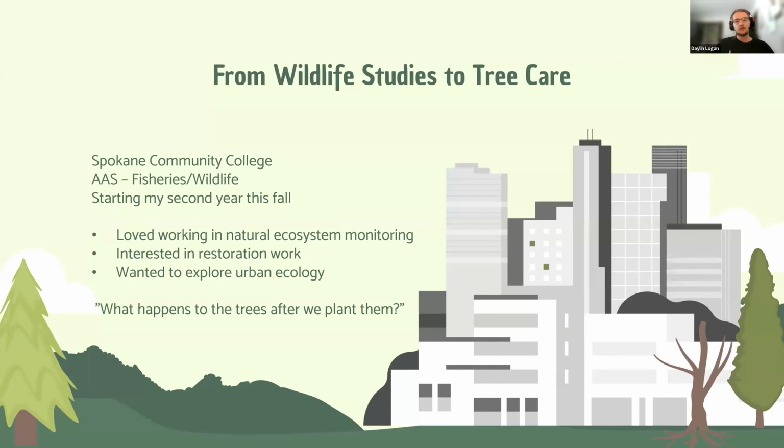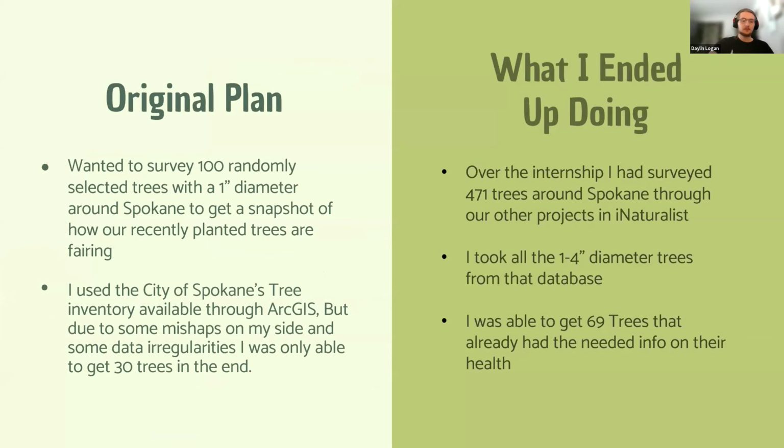As I went into this project, I wanted to look at what happens to the trees after we plant them. Original plan was to survey 100 randomly selected trees with a 1-inch diameter. These were all going to be in Spokane, and I used the City of Spokane's tree inventory, which is available through their ArcGIS portal. But due to some mishaps on my end with the data and some, I hate this word, irregular issues, I was only able to get 30 of the trees.